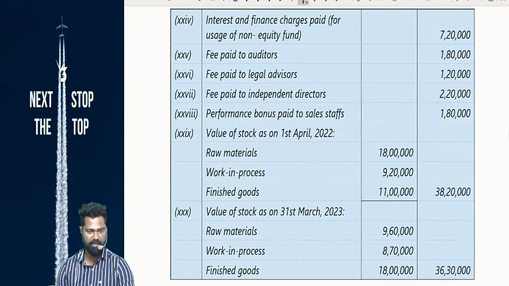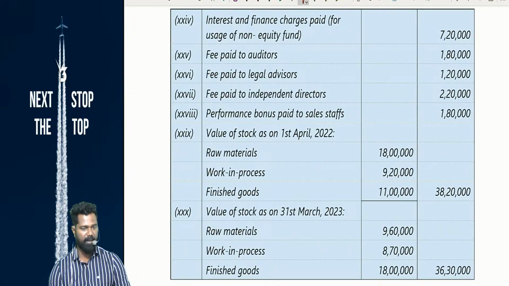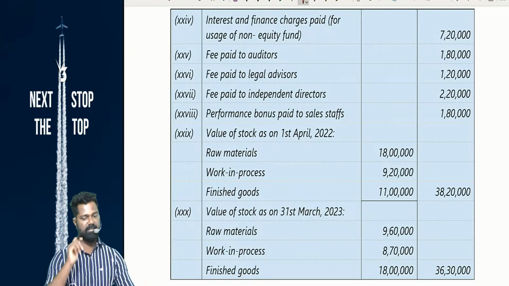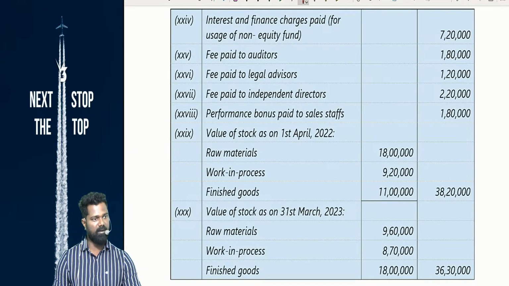Okay, so many more items are there. Interest and finance charges paid for usage of what? Non-equity fund. Fees paid to auditors, administration overheads. Clear? Next, fee paid to legal advisors, fees paid to independent directors. Clear or not? It is also administrative overheads.